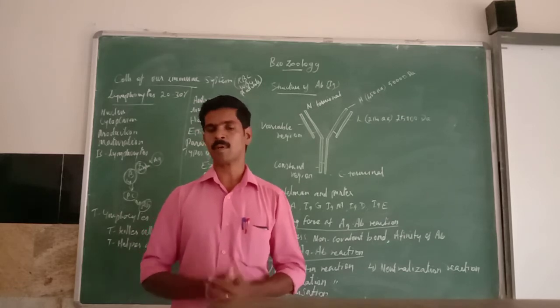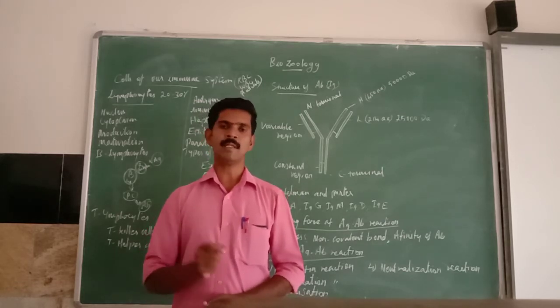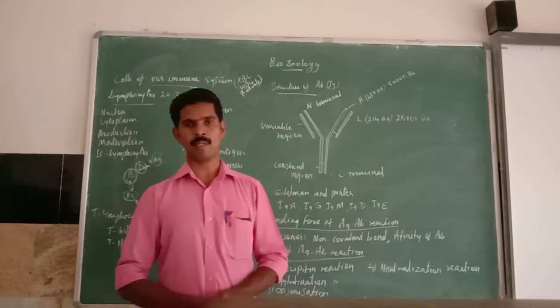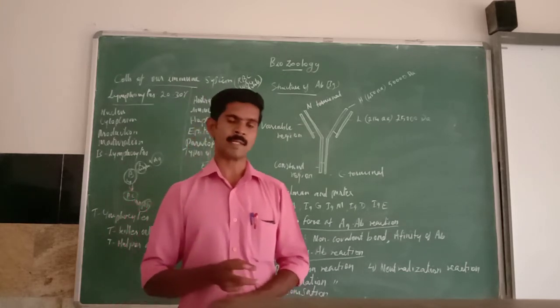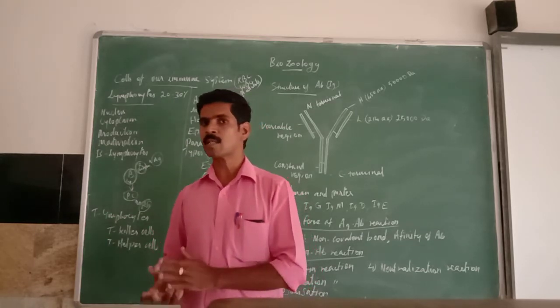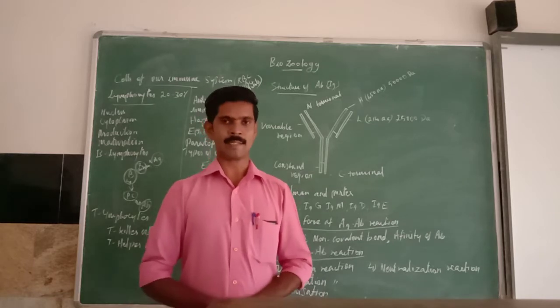Students, then one more important point. Some B lymphocytes will not produce any antibody. They do not produce any antibody, and they become memory cells. Okay, so the B lymphocytes which are not producing antibodies become memory cells.